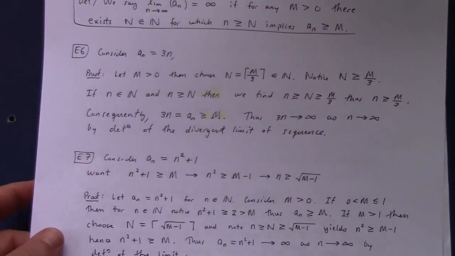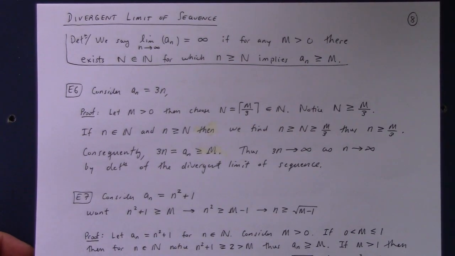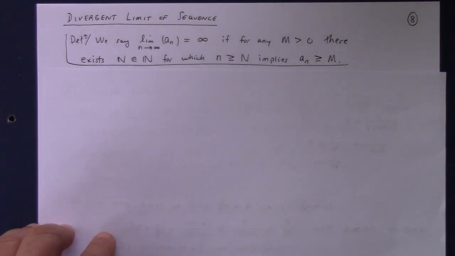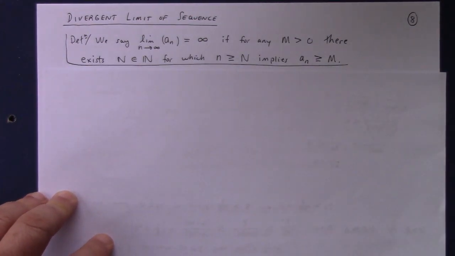Now there's one other kind of limit I asked you to calculate in the homework from the definition, like prove. And that was a divergent limit of a sequence. So here's the definition. Now I have said greater than or equal to here. Some people might say greater than. It doesn't really matter. I'm just going to leave it greater than or equal to.